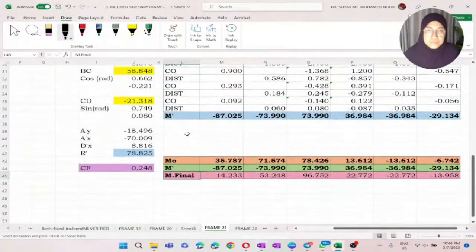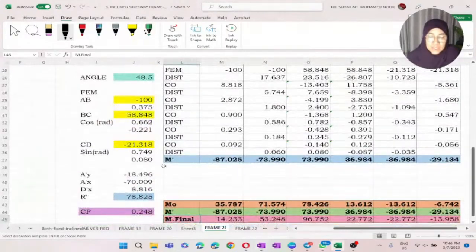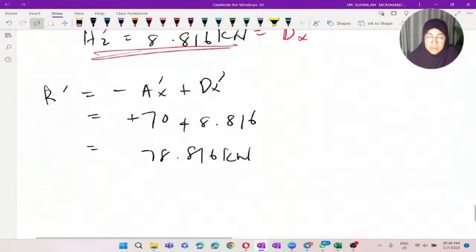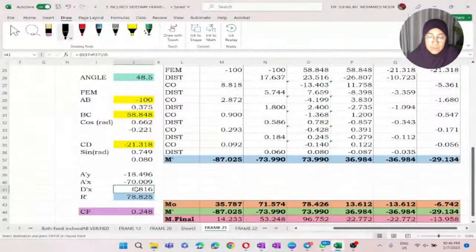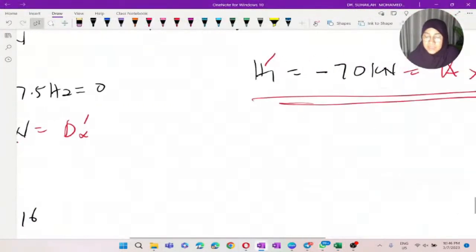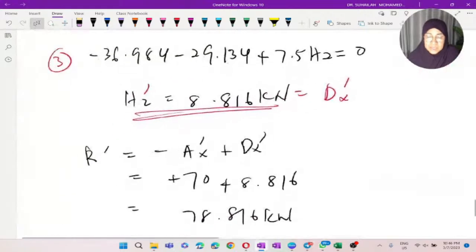Okay, so actually this is the answer. 78.8 is the R value. For DX or H2 prime, it is 8.816. And for AX, we get negative 70, which means the answer is correct.